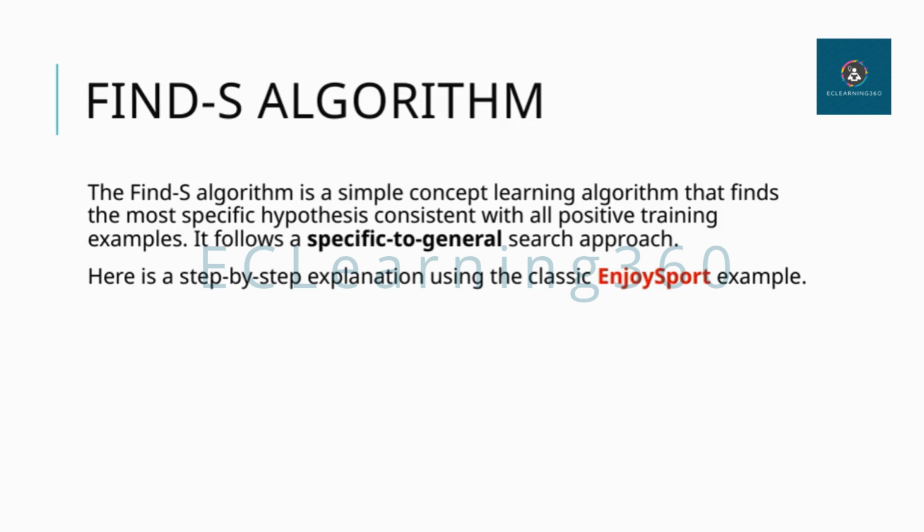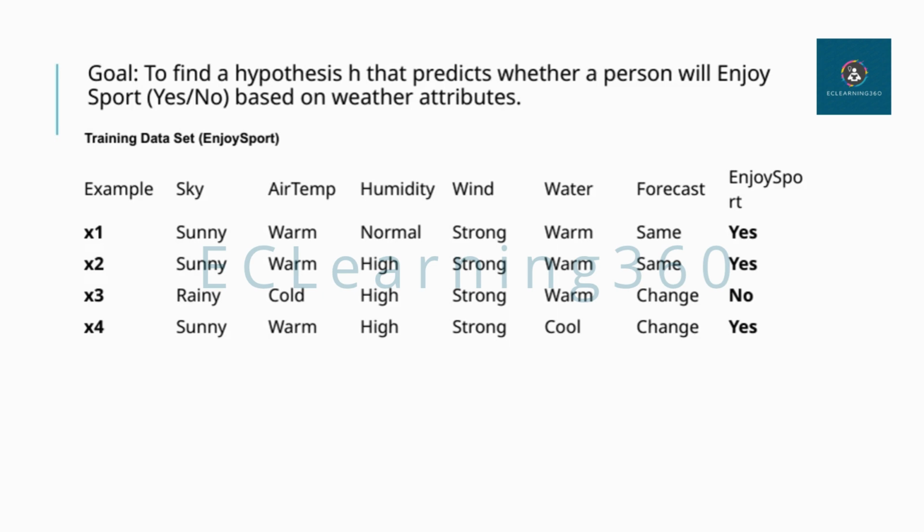Now, to make this clearer, I'll walk you through a step-by-step explanation using the classic EnjoySport example. This example is a great way to see how the algorithm works in practice, showing how it updates its hypothesis to fit the data. The main aim here is to find a hypothesis, which we'll call H. This hypothesis is essentially a rule or a model that can predict whether a person will enjoy playing a sport or not. The prediction is based on various weather attributes. So, we're trying to answer the question, given certain weather conditions, can we predict if someone will say yes or no to enjoying the sport?